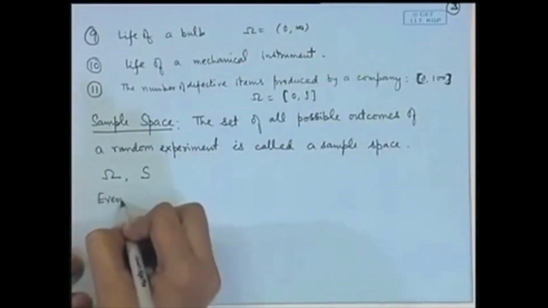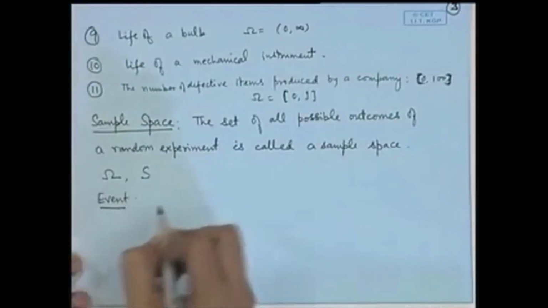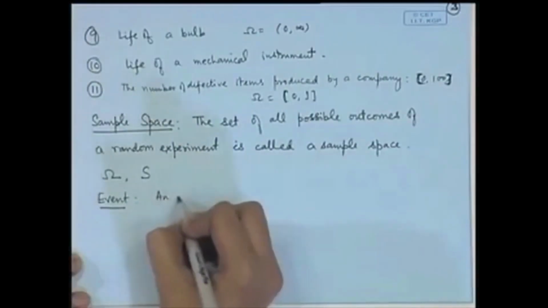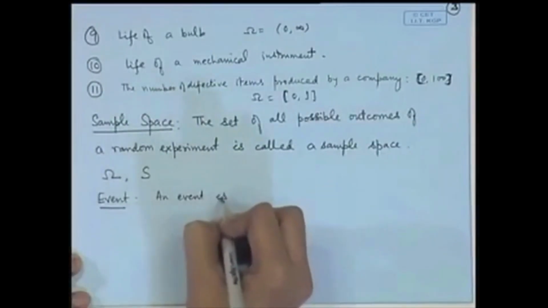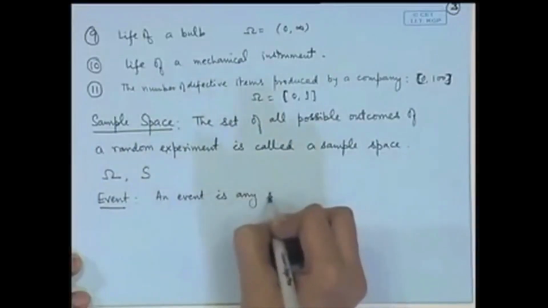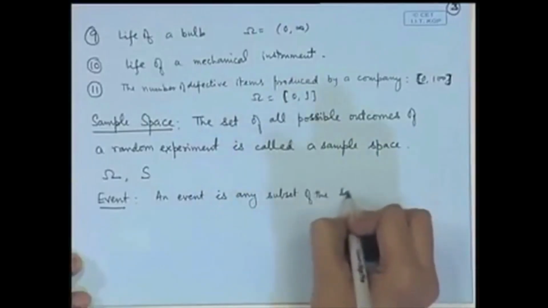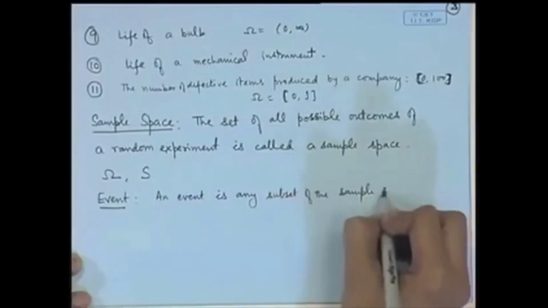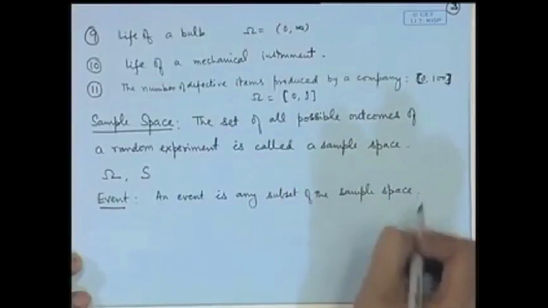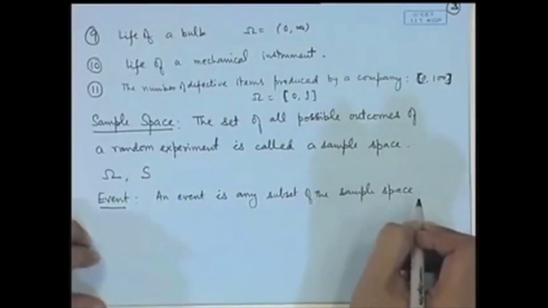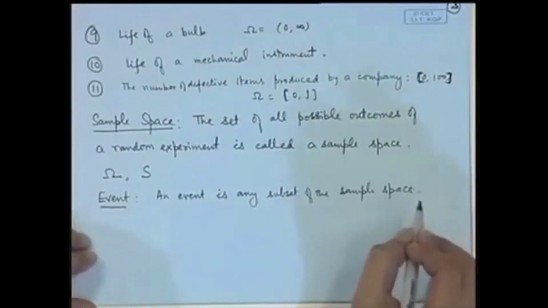Next we define what is an event. An event is any subset of the sample space. Now this is a very broad definition, and therefore any subset of the sample space qualifies to be called an event as far as probability theory is concerned.